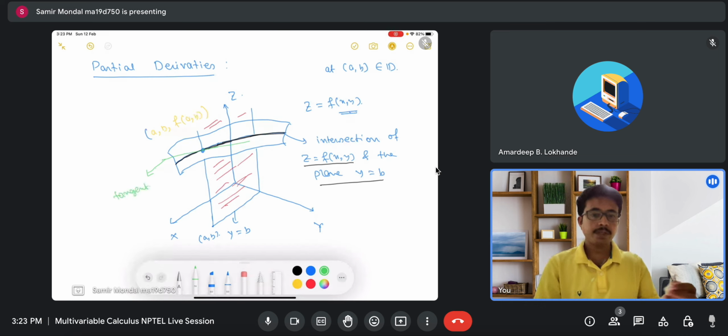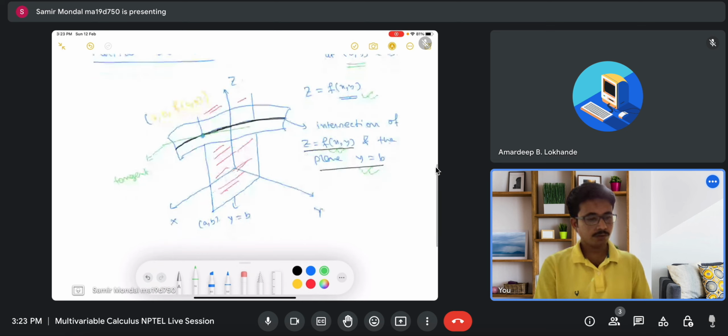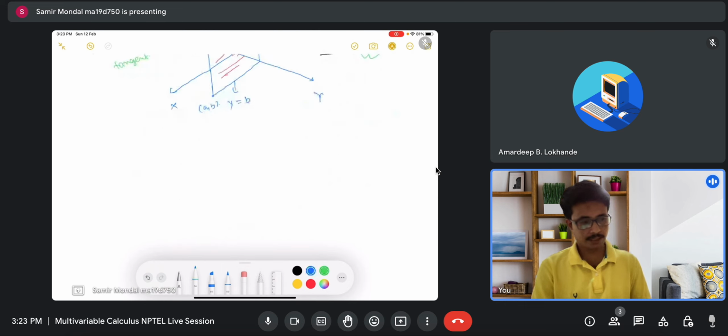So the partial derivative of a two-variable function f of x, y at a point (a, b) is nothing but the slope of the tangent at the intersection of this surface and the plane y equal to b. Okay, it's fine, Amardeep. So we can write it like that.